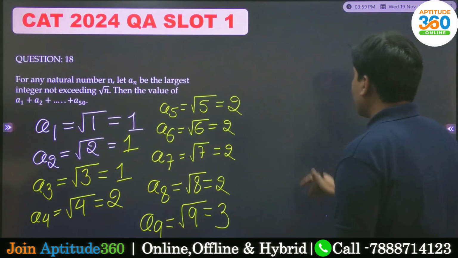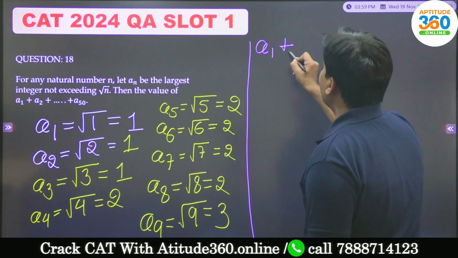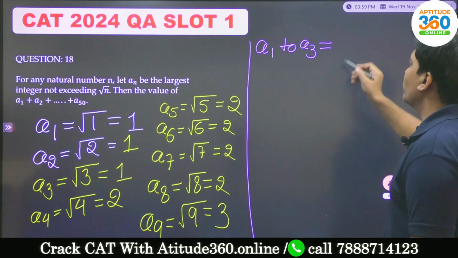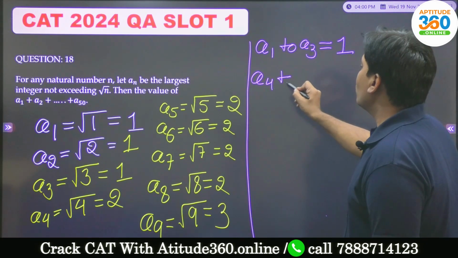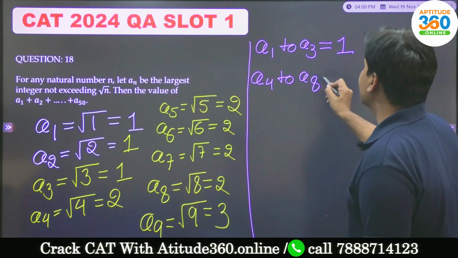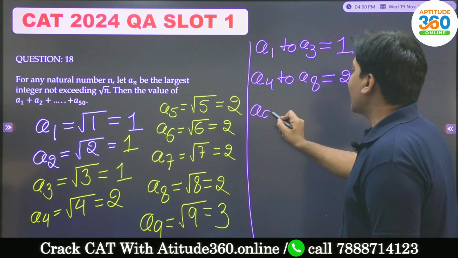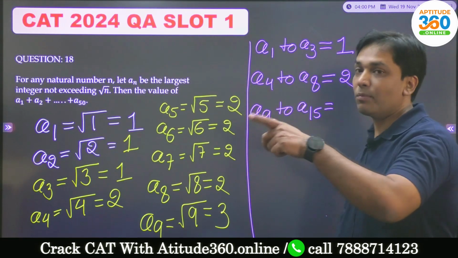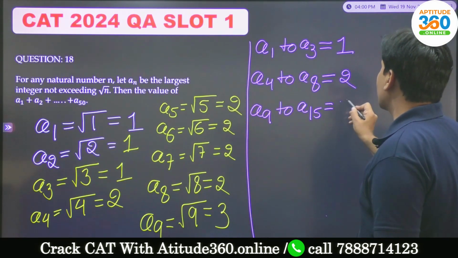So what is that we should be doing out here? Probably you're understanding our working methodology. So a1 to a3, it is going to be 1. Then a4 to a8, this is going to be 2. a9 to a15. Why a15? Because a16 will become square root of 16 and that will come out as 4. So that is 3.